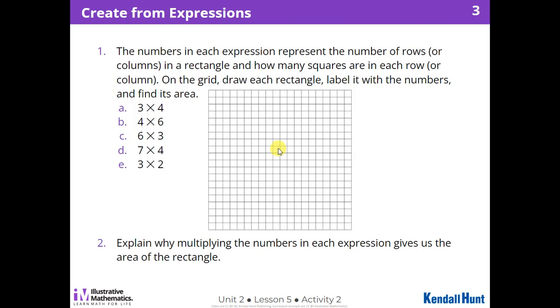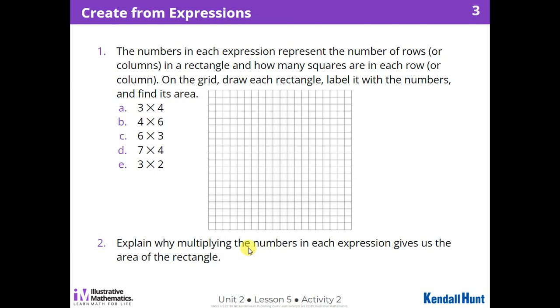Okay, the numbers in the expression represent the number of rows in a rectangle and how many squares are in each row. On the grid, they draw. In the previous task, they matched the expression with the rectangle. Now they are actually drawing. So again it will be like a geoboard. They can use it and draw and submit. The computer can check whether the answer is right.